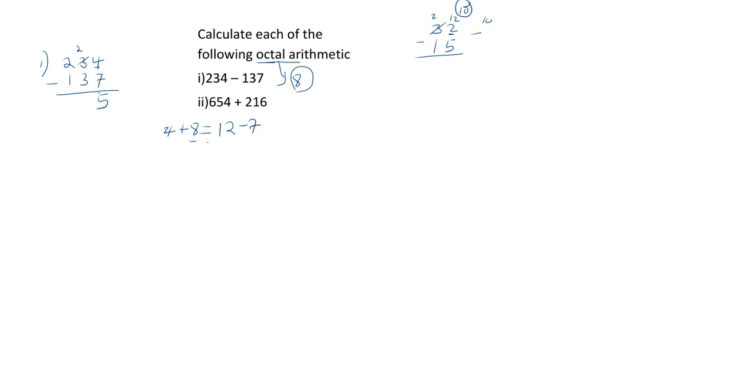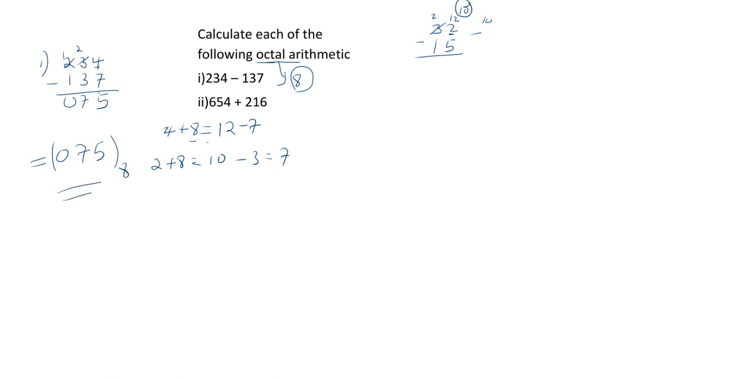Then we have 2 minus 3. It is not possible. So we borrow from 2, we remain with 1. When we bring it here, it is the same as 2 plus 8, which is 10. And 10 we subtract 3, we get 7. And 1 minus 1 is 0. So the first answer we get is 075 base 8.